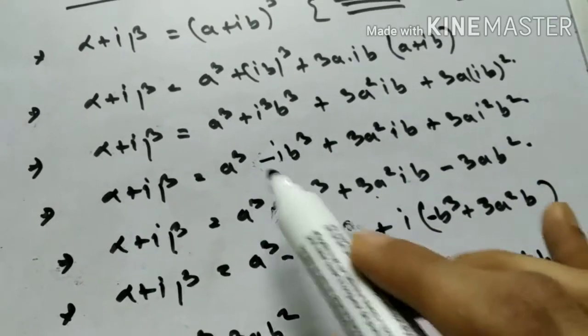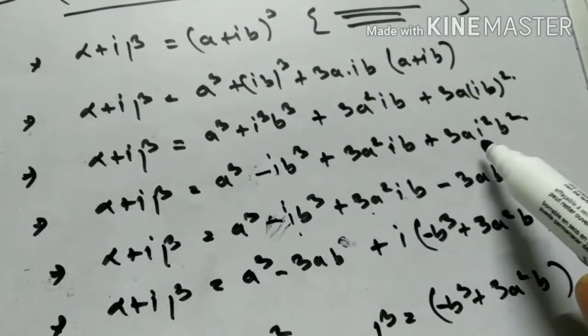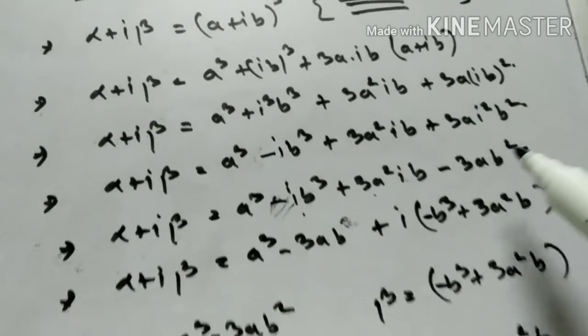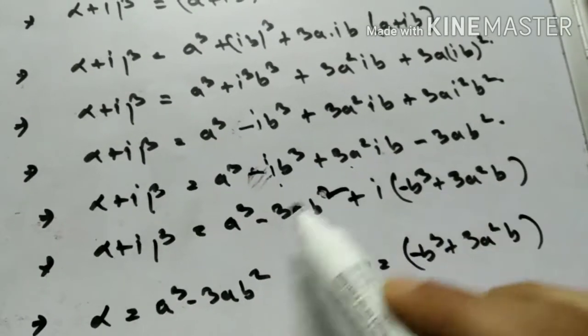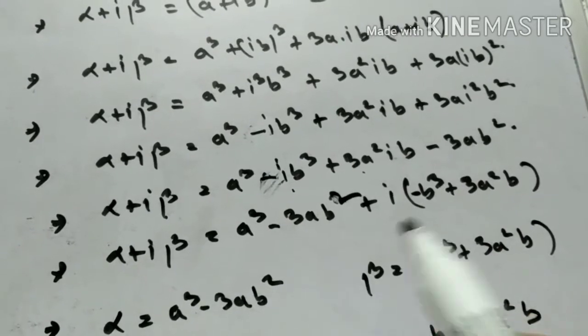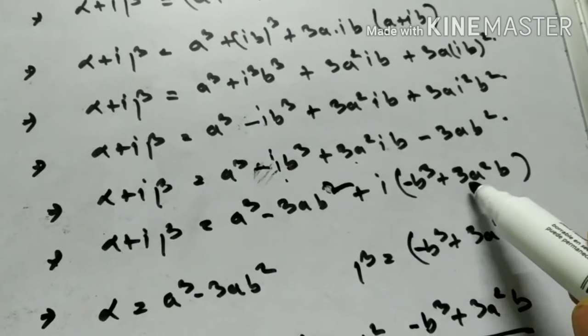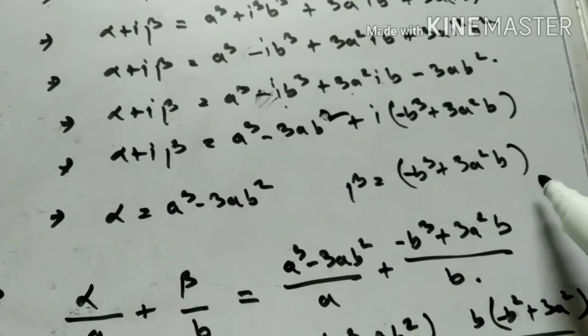Understand? It is minus i. So this i squared value is minus 1, so minus 3ab, the whole square, I will get. Now the real part you bring to one side, the imaginary part to the other side: a cube minus 3ab square plus i times minus b cube plus 3a square b, I will get. So now equate the real part, equate the imaginary part.